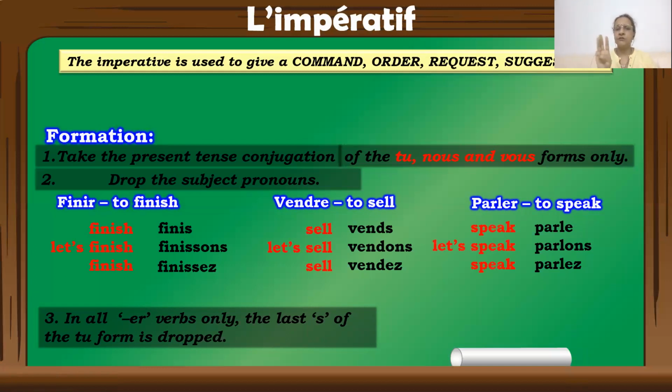So three steps, students. First step, take the present tense conjugation of tu, nous, and vous forms. Second step, drop the subject pronouns. Third step, in all the ER ending verbs only, drop the last S of the tu form. Okay, please make a note of these rules.